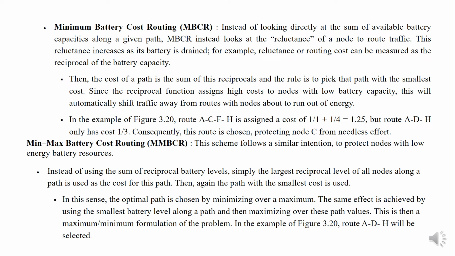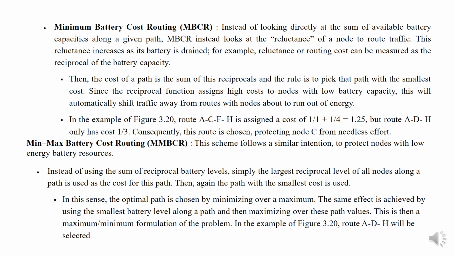In the example in figure 320, route ACFH is assigned a cost of 1 divided by 1 plus 1 divided by 4, which is equal to 1.25. But route ADH only has cost 1 by 3. Consequently, this route is chosen, protecting node C from needless effort.